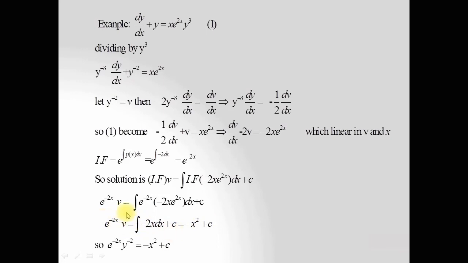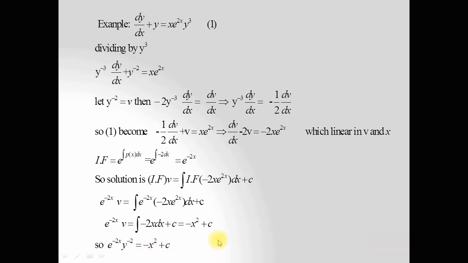So the solution is e power minus 2x into v is equal to minus x square plus c. Now replacing this v by the supposition y power minus 2, we have the solution e power minus 2x y power minus 2 is equal to minus x square plus c.